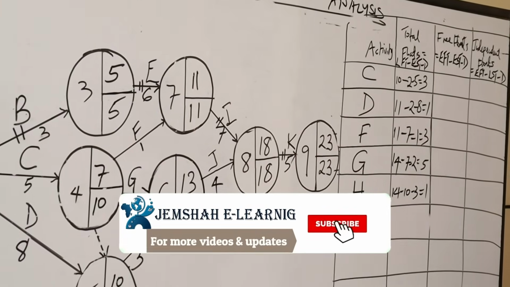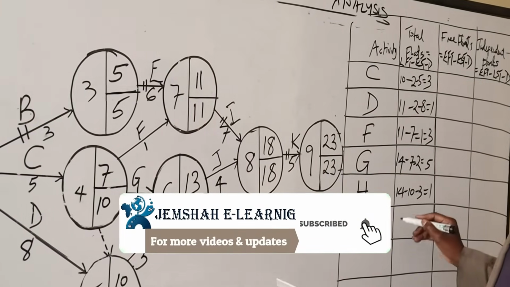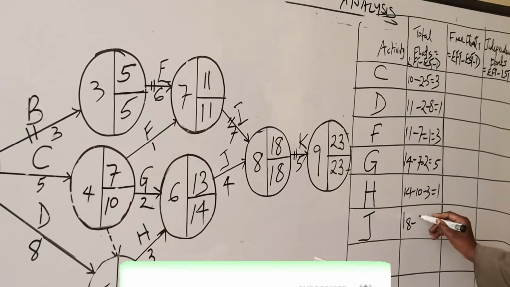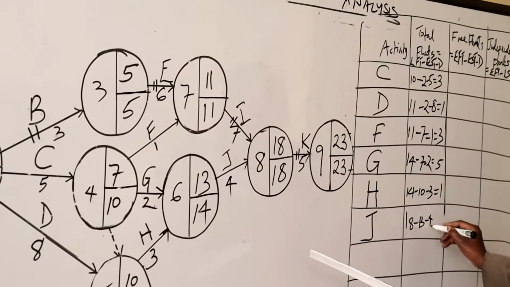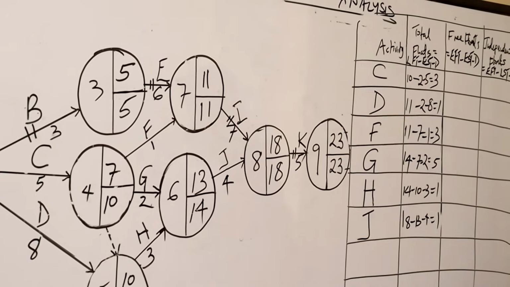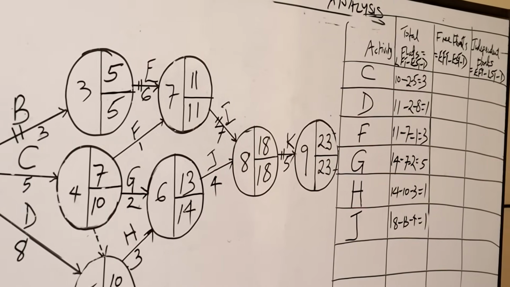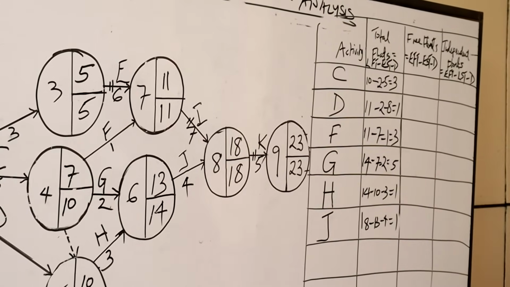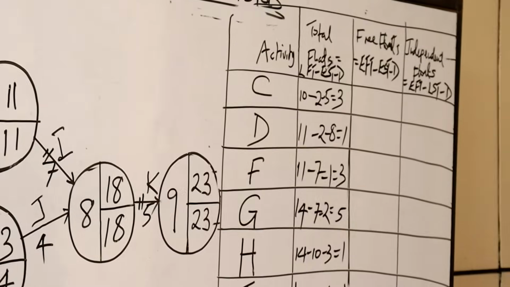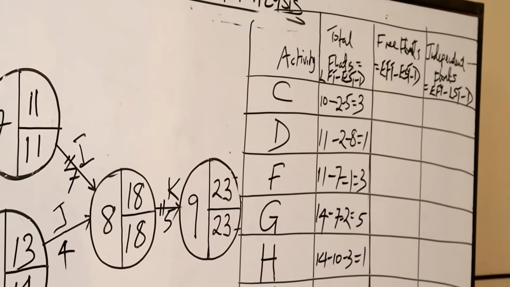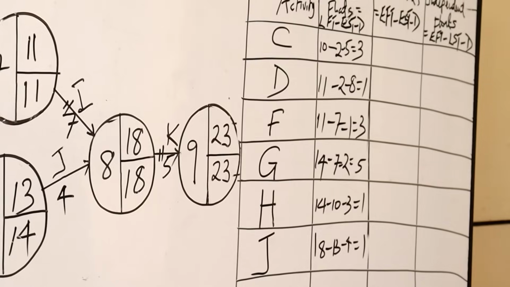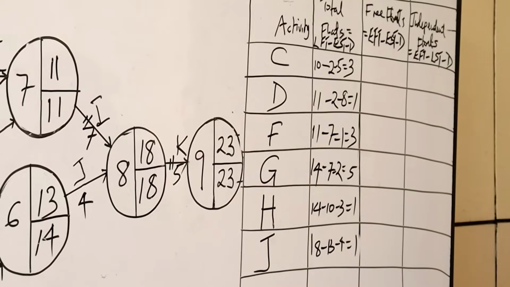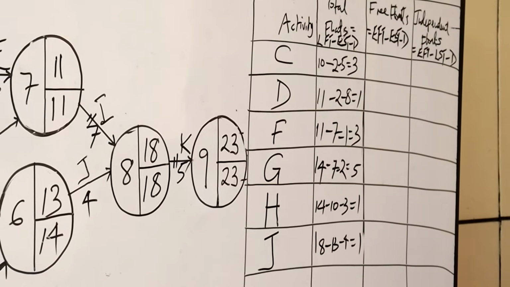Then J is 18 minus the earliest starting time is 13 minus 4, which is 18 minus 17, which is 1 day. These are the total floats for those activities which are not existing along the critical path. Let me now calculate the free float for non-critical activities.